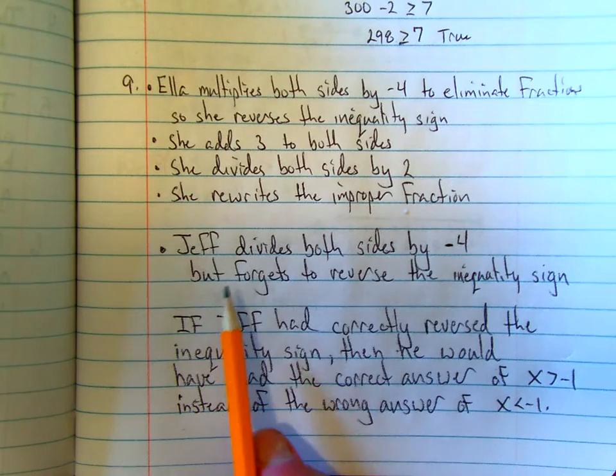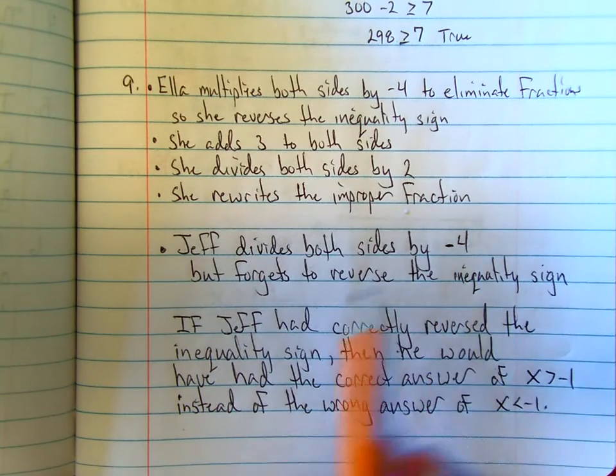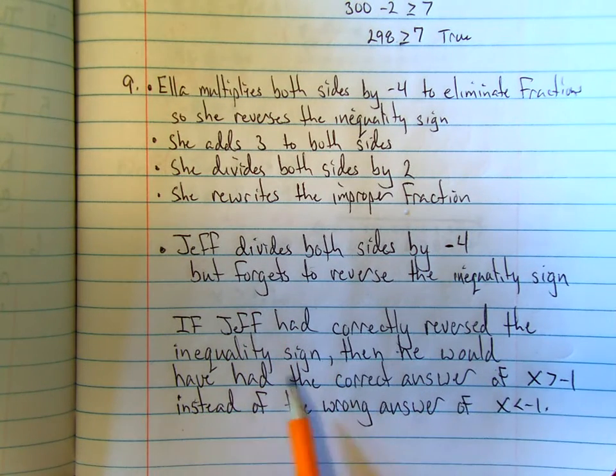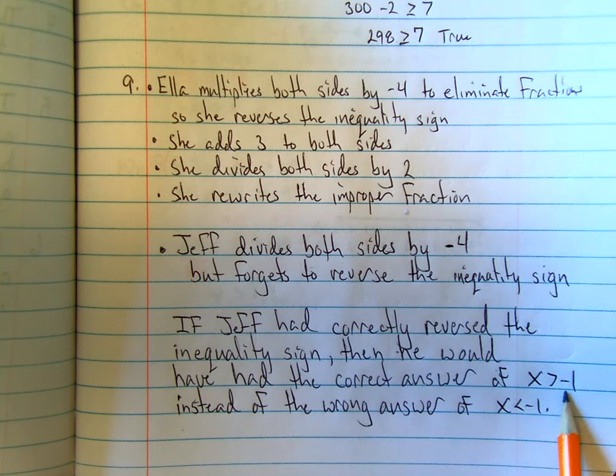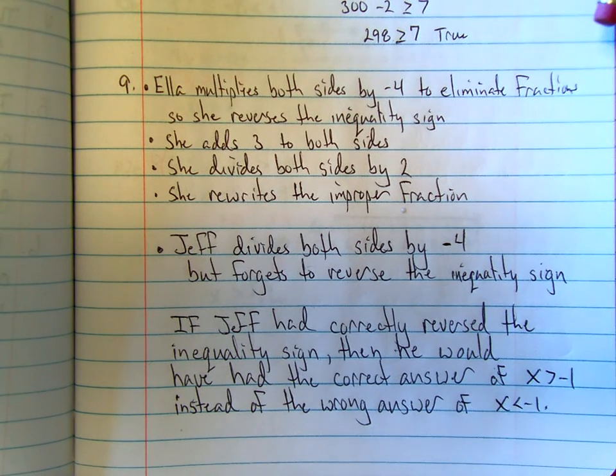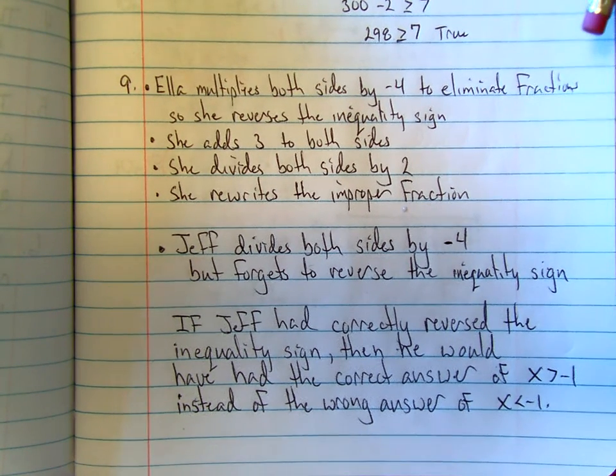Jeff divides both sides by -4, but he forgets to reverse the inequality sign. If Jeff had correctly reversed the inequality sign, then he would have had the correct answer of x greater than -1, instead of the wrong answer, x less than -1. So again, he just failed to remember to reverse the inequality when he divided both sides by a negative number.